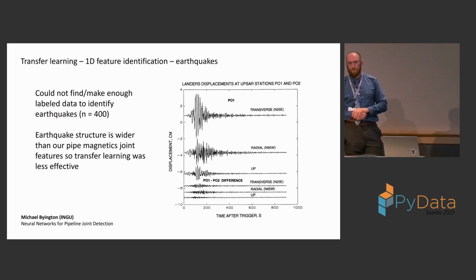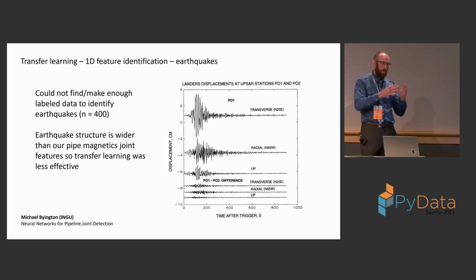It didn't work very well when I tried to do it with earthquakes. The main reason, I believe, is that earthquakes are kind of a broad signal. They're not discrete points that you're trying to identify, and as such, transfer learning pretty well failed. I also only had a couple hundred labeled samples of these micro earthquakes that I was trying to apply this to, so I gave up. I got a little demoralized there.